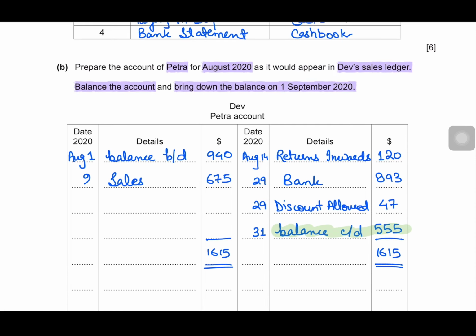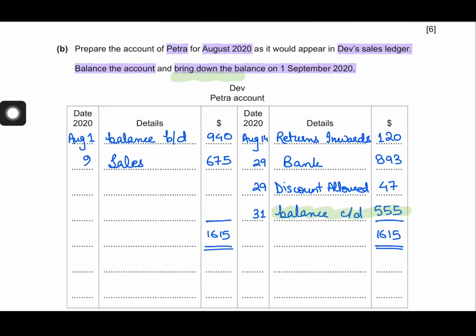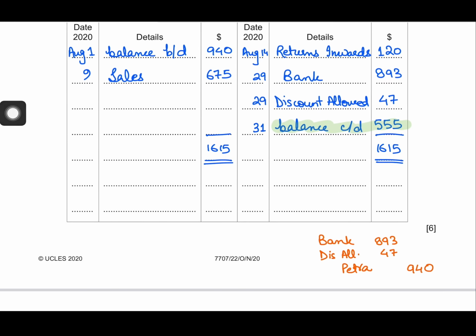So we have done what? We have prepared Petra's account in Dave's sales ledger. We have balanced the account as well. We just now have to bring down the balance on 1st of September. So please don't forget to do that as well. Same year 2020, and the next month would be September 1st, balance brought down 555. Right, so there you have your 6 marks.